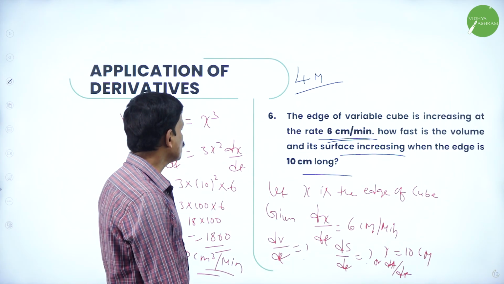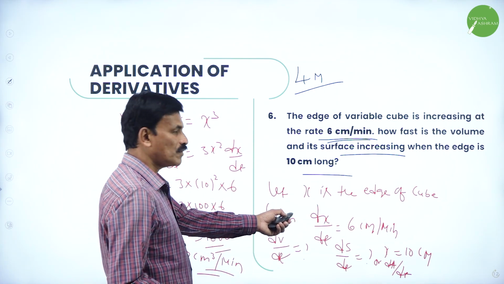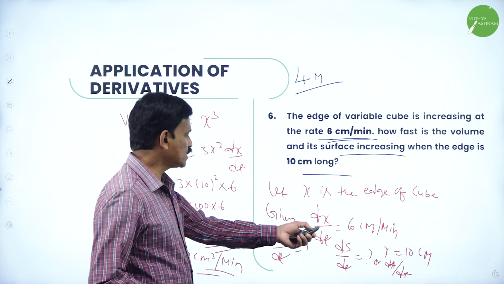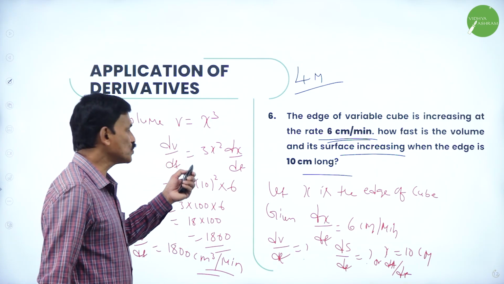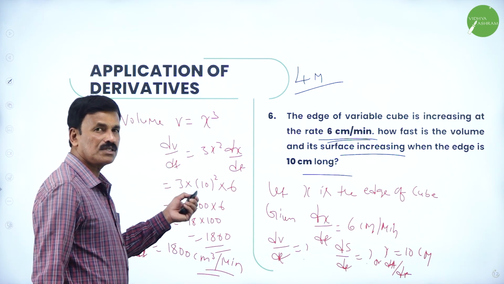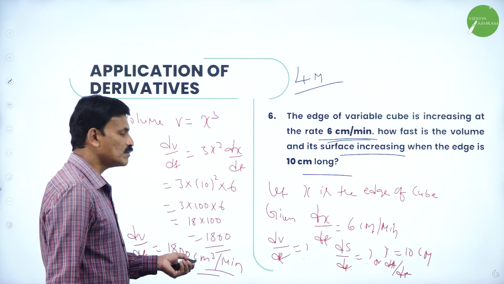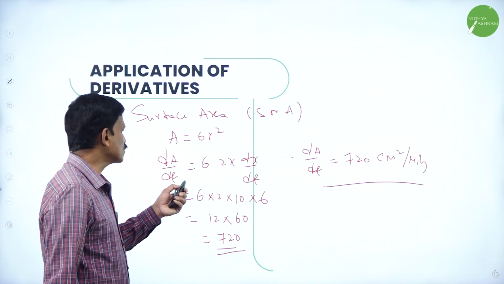So very simple problem. Given, let us consider x is an edge of each side of a cube. dx by dt is 6 centimeters per minute. What is to find? dV by dt and dA by dt when x is equal to 10 centimeters. What is the volume? x cube. dV by dt is 3x square into dx by dt, 3 into 10 square into 6, that is 1800 cm cube per minute.